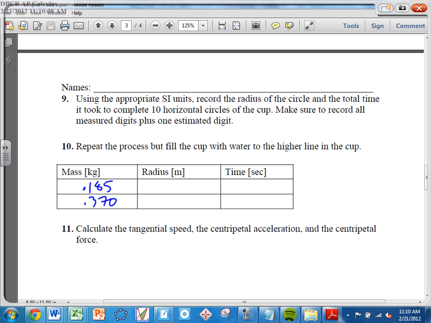Okay. Next, the radius was your measurement. The time it took to complete 10 cycles, those were your measurements. I can't give you that data. That's up to you. Now, again, when you have those two data values, you can then figure out the rest of it. So the next part.